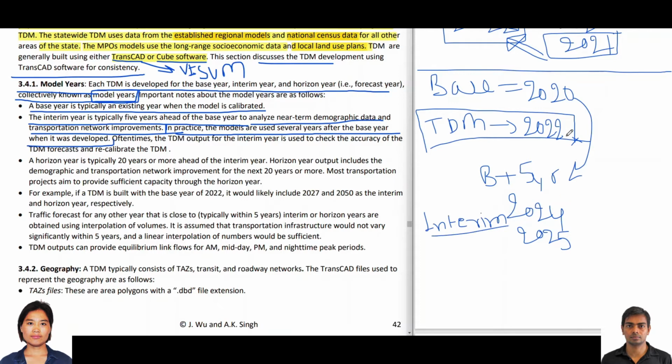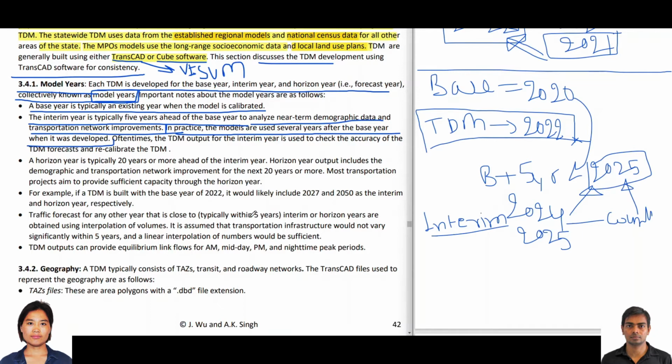So what we will do is we'll take the 2025 model, which was meant to be for the future. But since we are already in 2024, let's say, if we are working on a model in 2024, then we will use the interim year model as our base, and then we will look at the counts in 2024 and compare them with the 2025 output to see how good the model is performing.